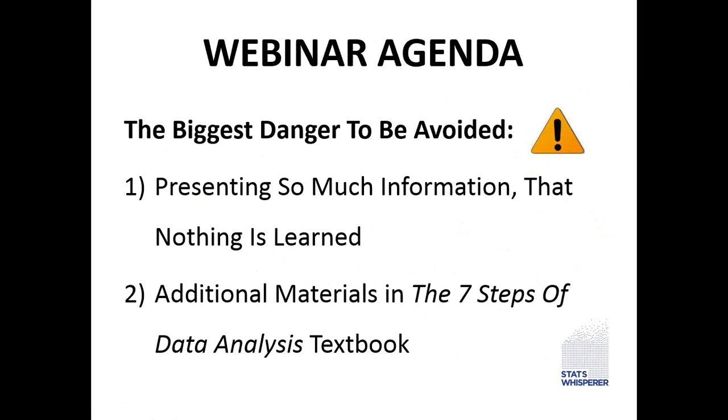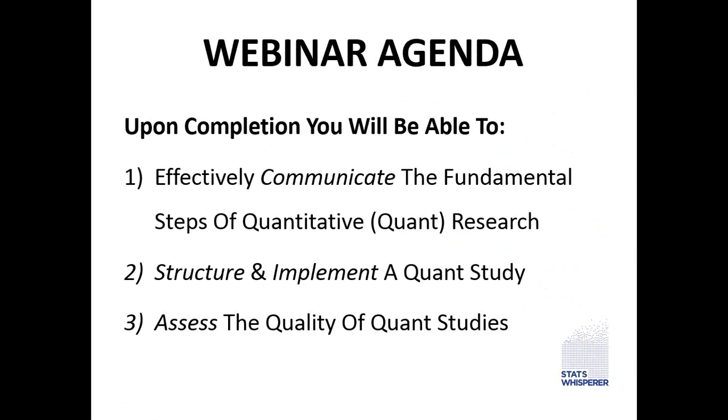Now, the biggest danger to be avoided when discussing almost anything, but especially statistics, is presenting so much information that nothing is learned, right? Sort of overwhelming yourself or anybody else. So there are additional materials in the 7 Steps of Data Analysis textbook that we're not going to review in the presentations, but they're there as supporting materials. We want to keep the presentations to an hour or 2 hours, but if we reviewed every little thing in the book, it would be 5 hours and nobody would watch. I shouldn't say nobody, but chances are reduced, let's say.